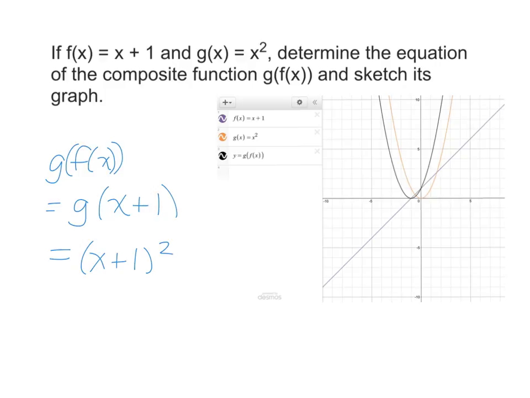You could leave your answer like that if you want, because that's actually vertex form for that quadratic function, or you could expand it to be x squared plus 2x plus 1.